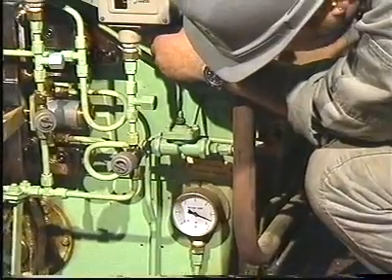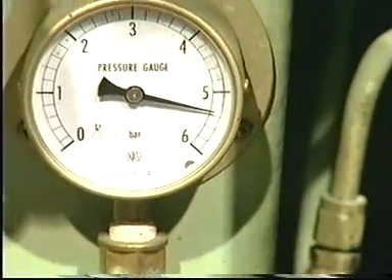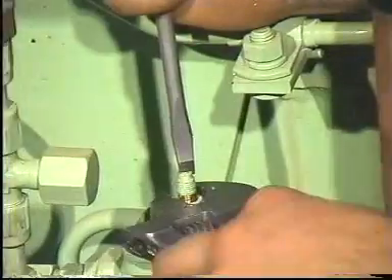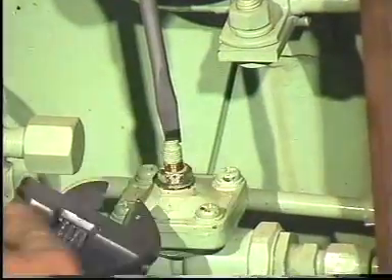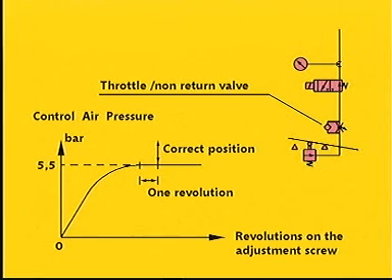Screw the spindle clockwise until a pressure drop can just be registered. Screw the spindle counterclockwise 1 revolution and lock it in this position with a lock nut. This position prevents a sudden increase in VIT index and thereby a sudden increase in the maximum combustion pressure.